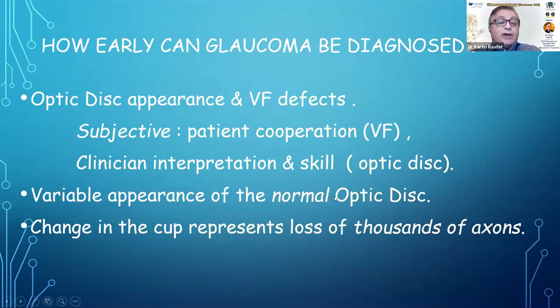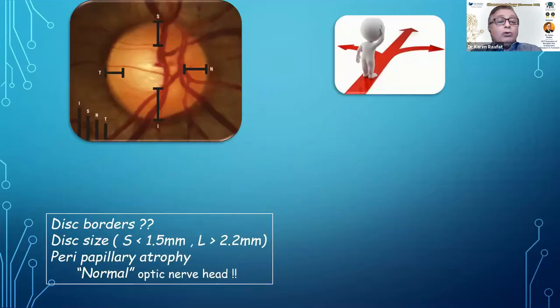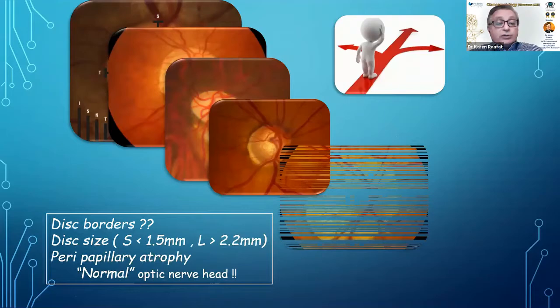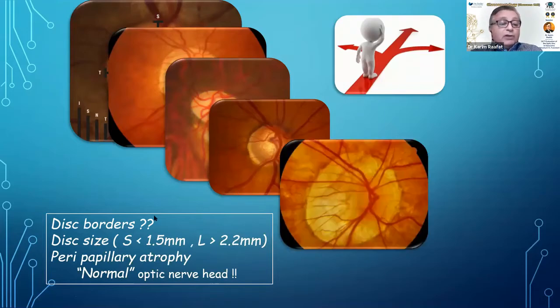Also, there is the variable appearance. As we heard, the term normal optic disc is sometimes elusive. And change of the cup, as we heard, also represents a loss of thousands of axons. If we look at all these discs, they have variable appearances, but all are sometimes considered normal, depending on the disc border, which is sometimes not very well defined, the disc size, and the peripapillary atrophy, as we heard.